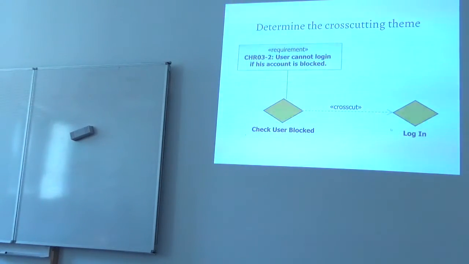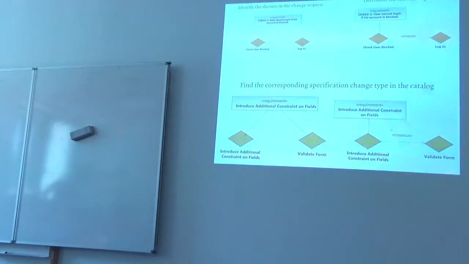Once you have this, you could look through the catalog for something similar on this basic level, and similar in the cross-cutting view. And there is one such change called introduce additional constraint on fields. Of course, this configuration is not what you're looking for. You're looking for how close this generalization is to your domain-specific description.